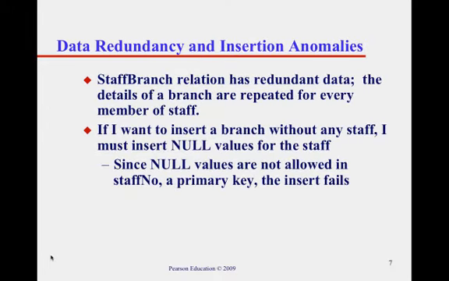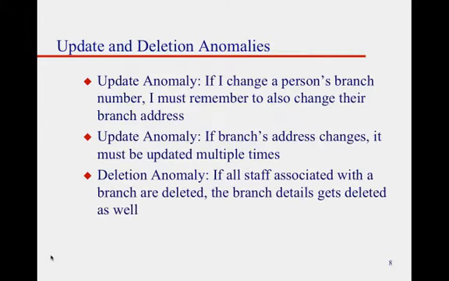Okay, so basically that's what I have here. The delete anomaly: if I delete all the staff associated with the branch, the branch details get deleted. I already talked about the update anomalies.